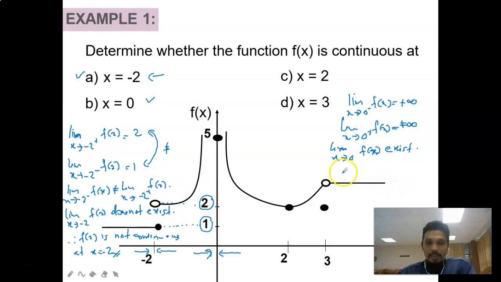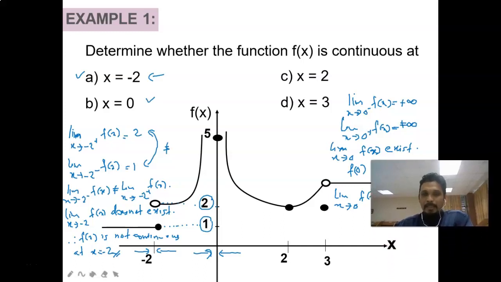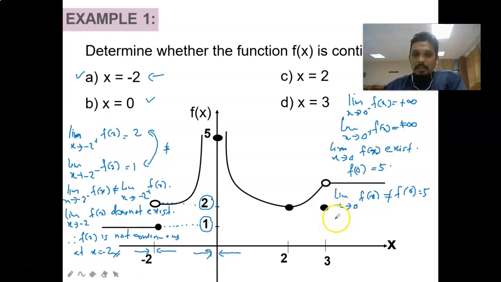But then f(0) is equal to 5, so the limit as x approaches 0 of the function f(x) is not equal to the value at x equal to 0, which is 5. In this case, f(x) is not continuous at x equal to 0.